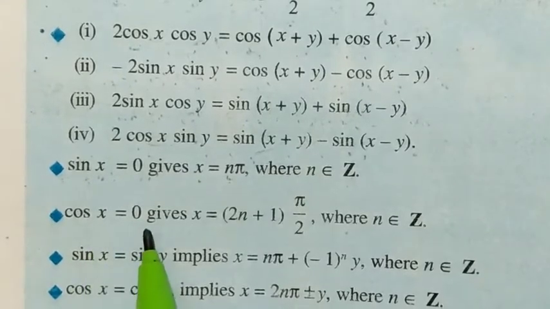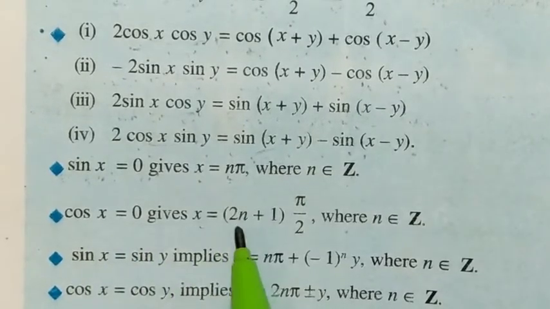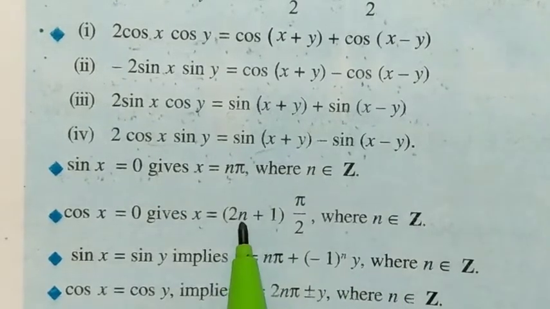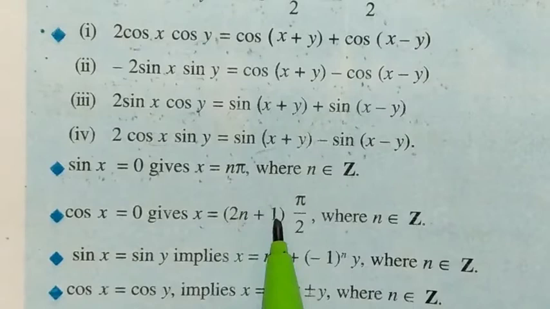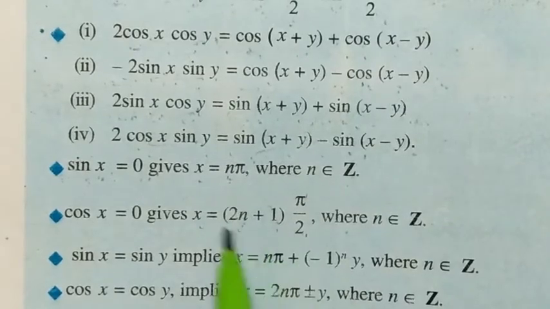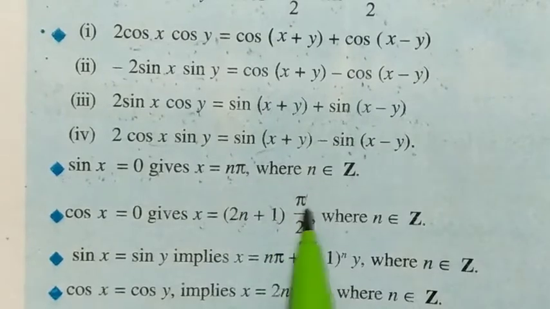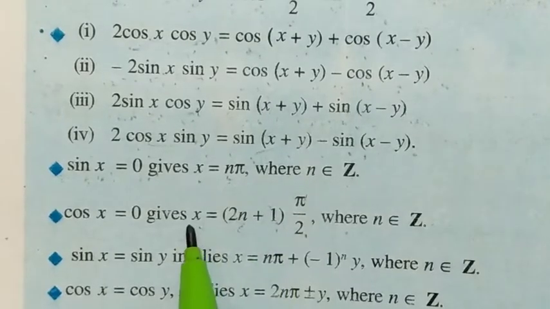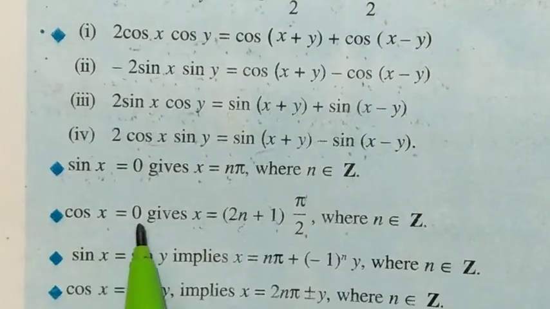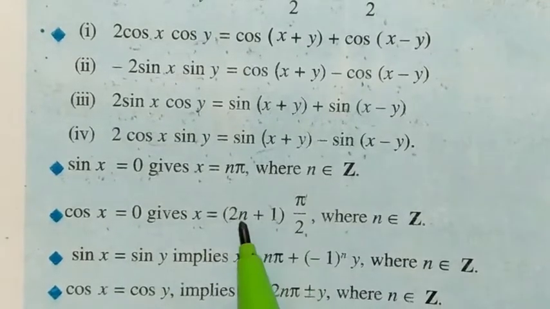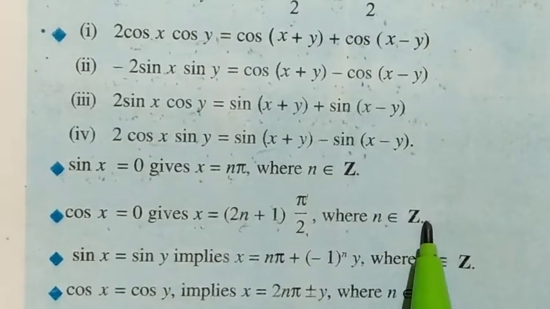Similarly, cos x equals 0. So x is equal to (2n plus 1) pi by 2. 2n plus 1 is odd because n is any integer. If I put n equals 1, so 2 plus 1 is 3 pi by 2. So 2n plus 1 is odd, 2n is even. So (2n plus 1) pi by 2 means an odd multiple of pi by 2 for x. Cos x is equal to 0, where n is also an integer.